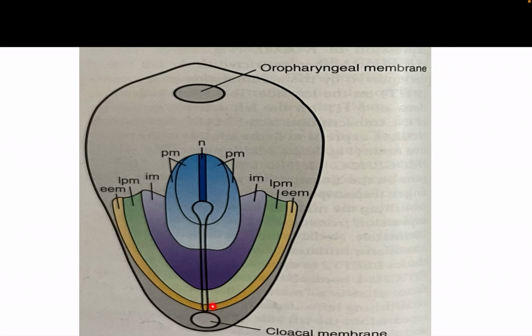Primordial germ cells are not shown in the next diagram. You will see here the extraembryonic mesoderm, which is derived from the most caudal part of the primitive streak. Here is shown the cloacal membrane. Behind that is the oropharyngeal membrane. So the primitive streak starts from this cloacal membrane and gives its cells up to the oropharyngeal membrane.